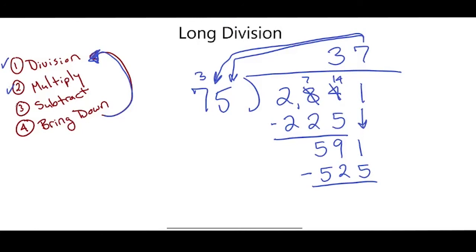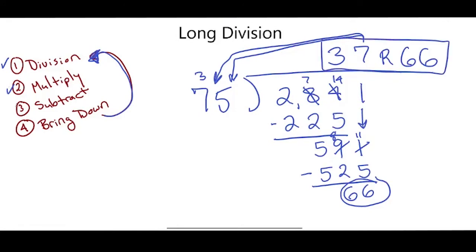All right, 1 minus 5, can't do it, so I'm going to borrow from the 9, making it an 8. Make the 1 an 11. 11 minus 5 is 6. 8 minus 2 is also 6. 5 minus 5 is 0, so I'll leave nothing there. And so now, because I have nothing here to bring down, I'm left with 66. So my remainder is 66. So 2,841 divided by 75 is 37, remainder 66. And that's how you do long division.